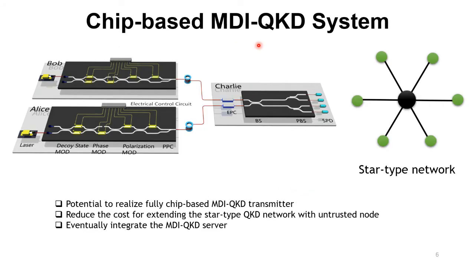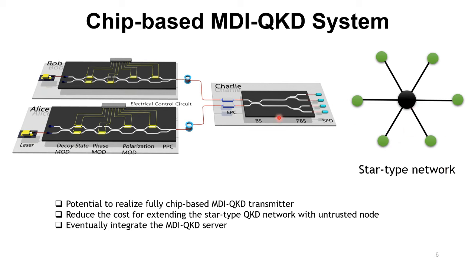For further development of chip-based QKD systems, we are looking at the integration of measurement-device-independent QKD. MDI-QKD is very suitable for integration because Alice or Bob only needs a transmitter and shares the single photon detectors in the untrusted relay. It can be easily extended to a star-type network. That means the integration of the transmitter will greatly reduce the cost of extending the QKD network to multiple users.